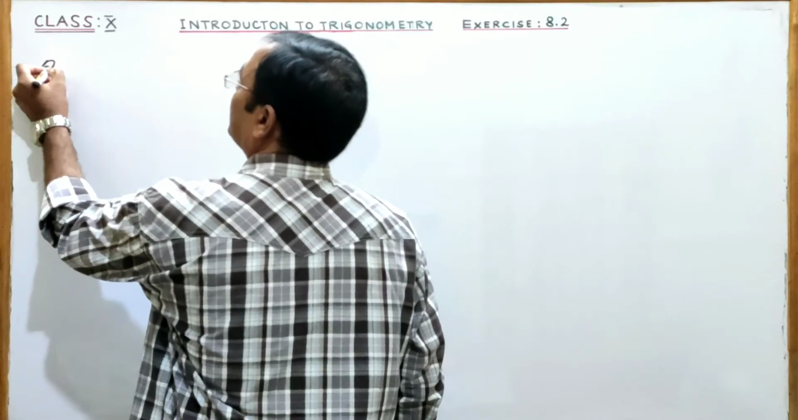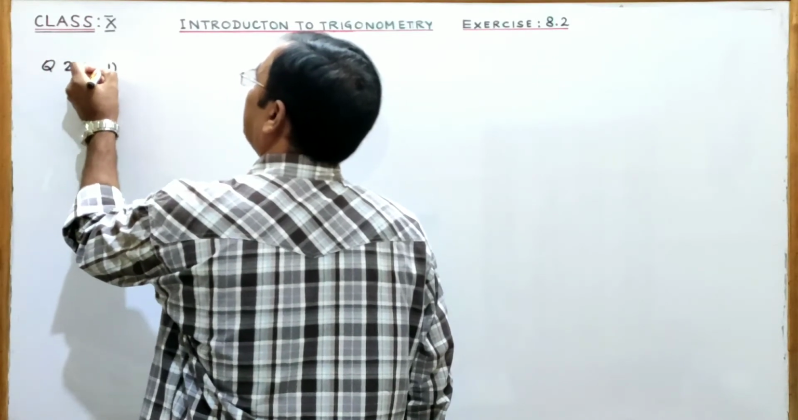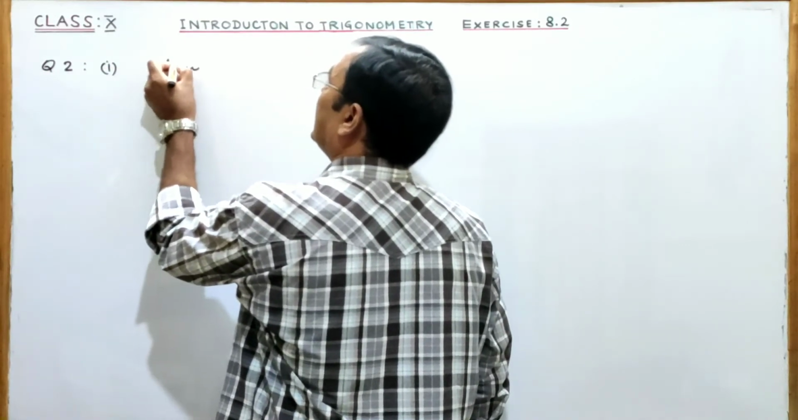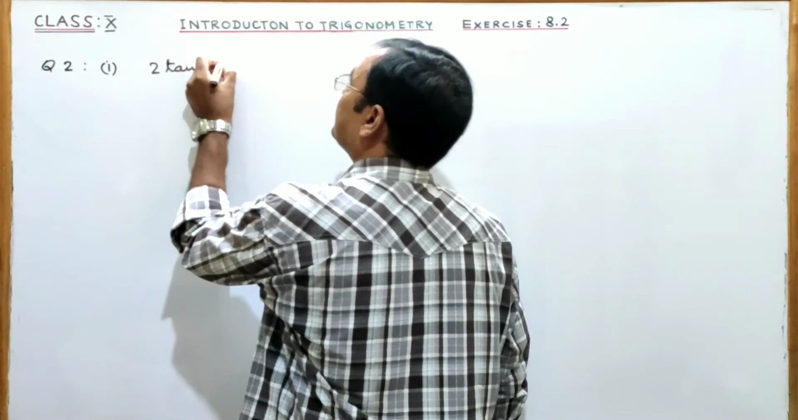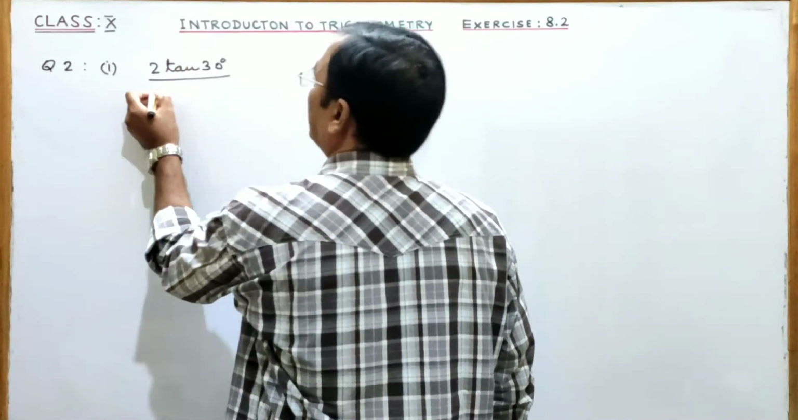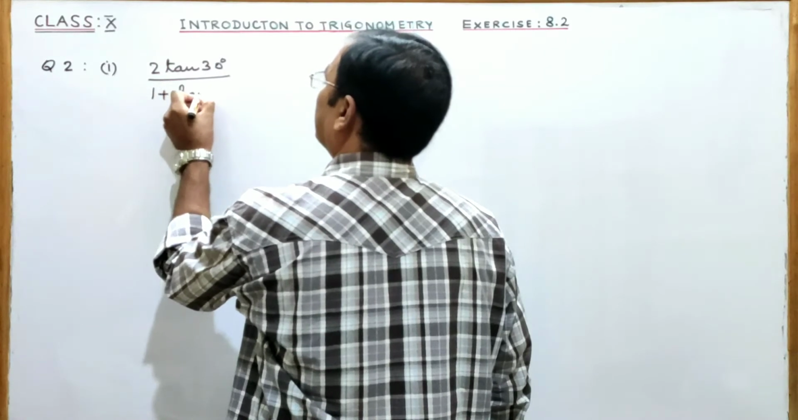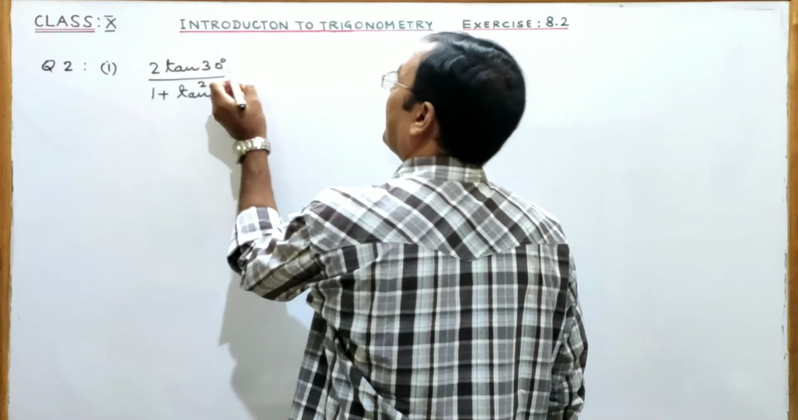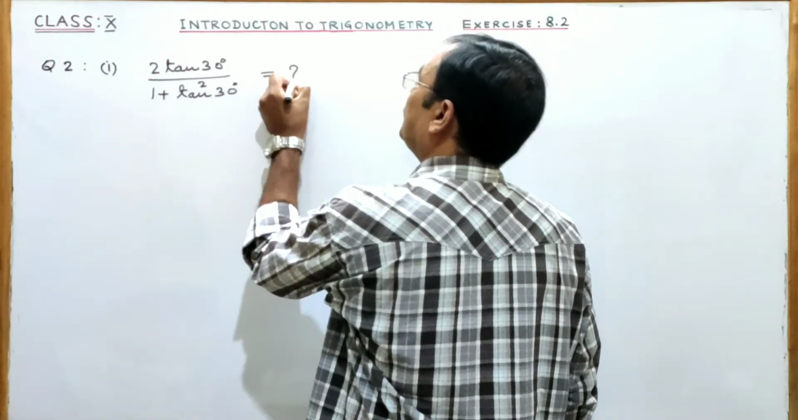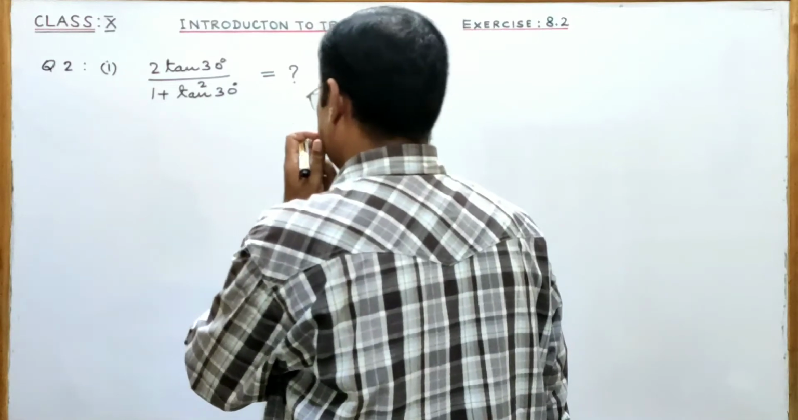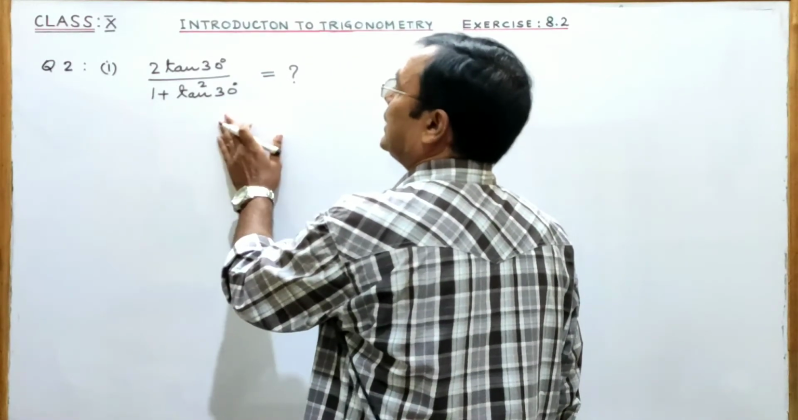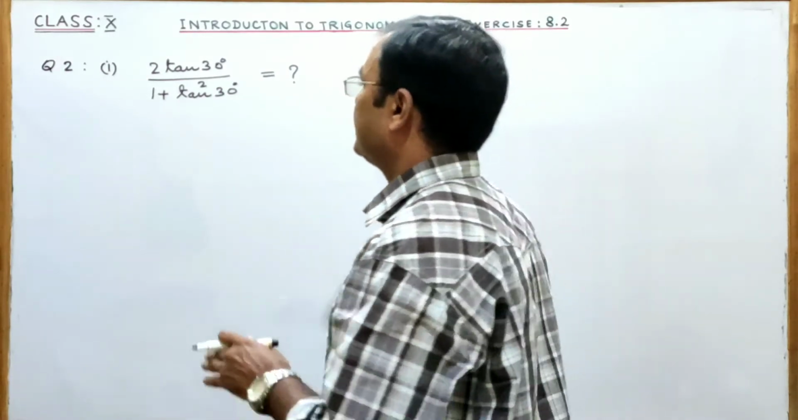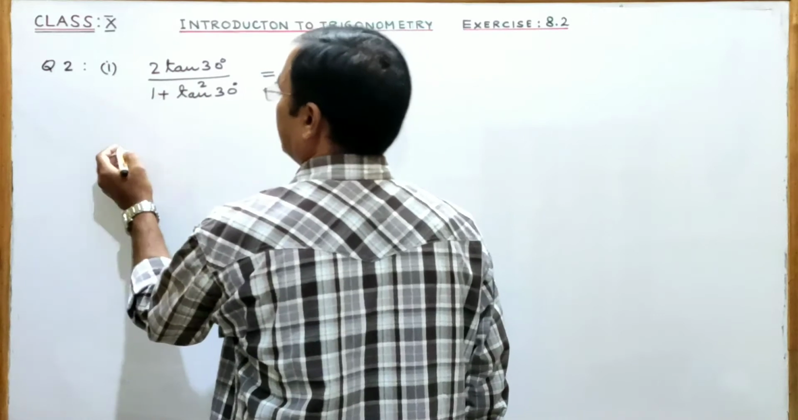Question number 2. First part, the given expression is 2 tan 30 degrees by 1 plus tan square 30 degrees equal to what? This is the given expression that we have to evaluate and accordingly choose which of the 4 given options is correct. So let us evaluate this given expression.